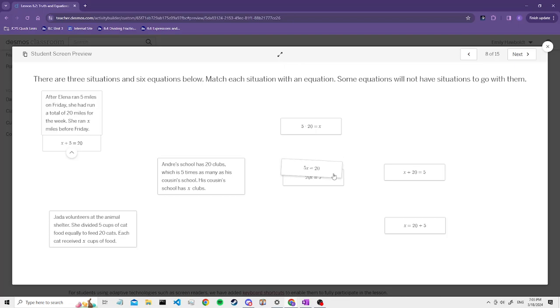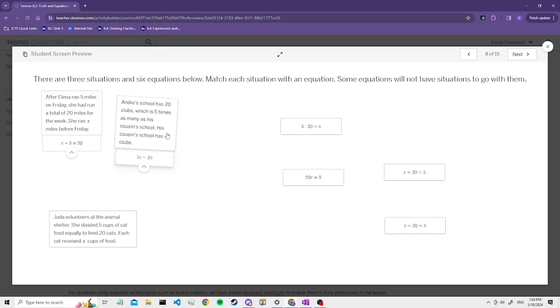What about this one? First of all, the total is 20, so that's a good sign. And then 5 times the X clubs that his cousin's school has. So that's the equation that goes with this one.